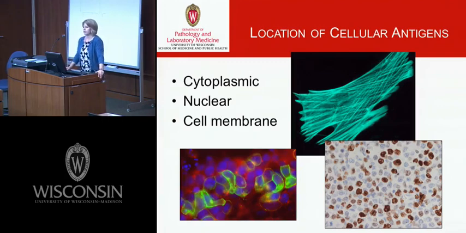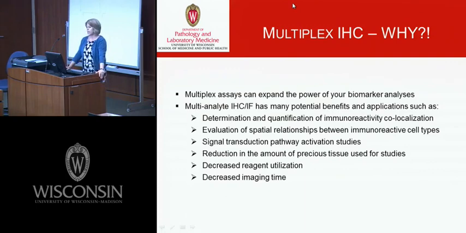So we all know that the location of cellular antigens can be in various compartments. So it can be cytoplasmic, it can be located as demonstrated here in the nucleus, or it can be present in the cell membrane. Many investigators are interested in more than one marker, for example, and in the past have utilized multiple tissue sections to stain for those markers. But performing multiplex immunohistochemistry or immunofluorescence will allow you to identify those markers in one tissue section. And so I'd like to touch about why would one want to do multiplex immunohistochemistry or immunofluorescence.